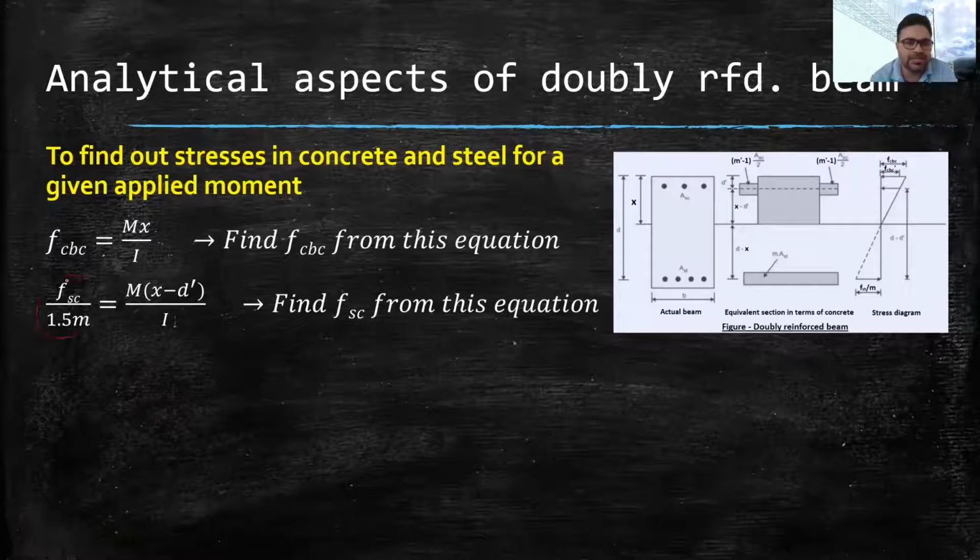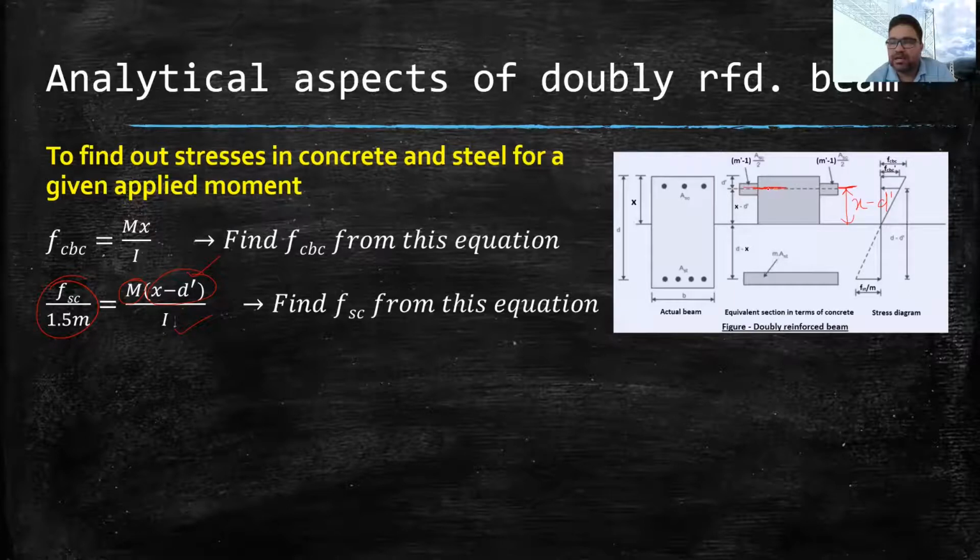Again, this is the stress. M is the moment, the bending moment or moment of resistance. And this is the distance between the neutral axis and the point where we have to find out the stress. In this case, we are supposed to find the stress at this point, so the distance between the neutral axis and this point will be X minus D dash. So again, using the same bending equation, we can find out the stress in steel at this level.